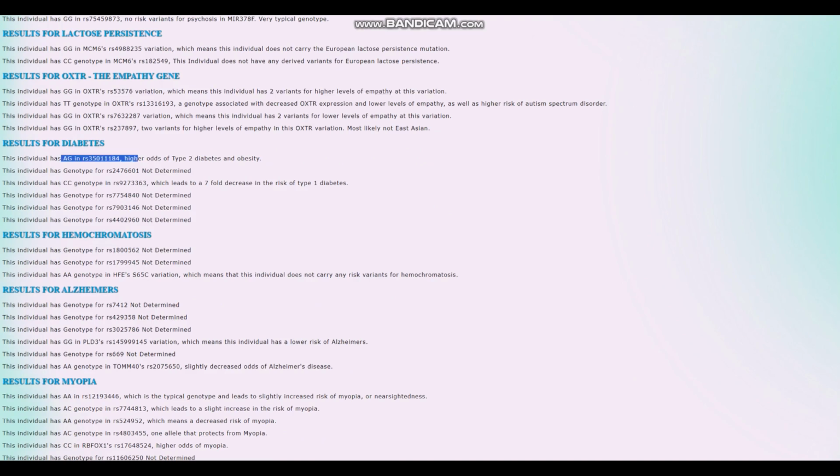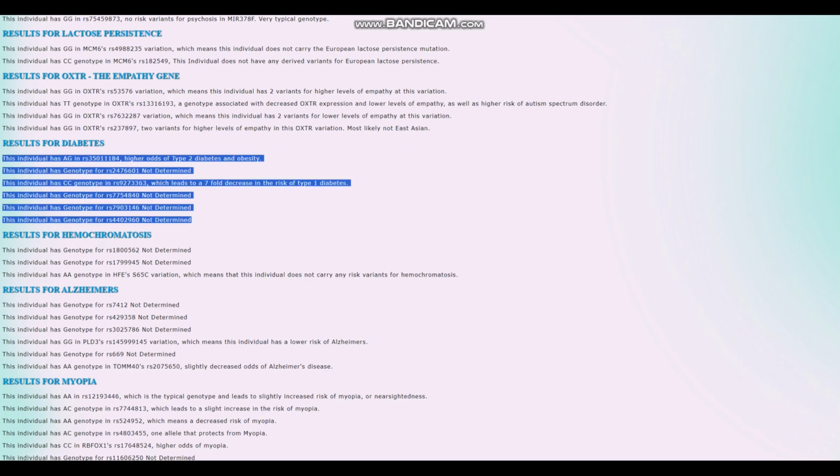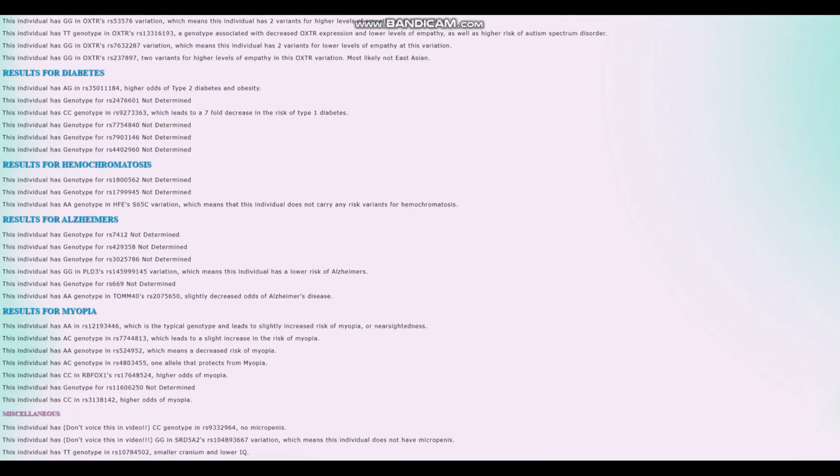AG here, which leads to higher odds of type 2 diabetes and obesity. But for diabetes, it seems that not a lot of stuff is here on the screen. The reason for his incredibly high score is that there are a lot of other variations that are not shown on the screen that contribute to the result. And he does not carry any risk variants for hemochromatosis and HFE S65C.